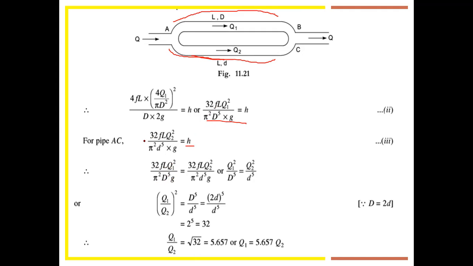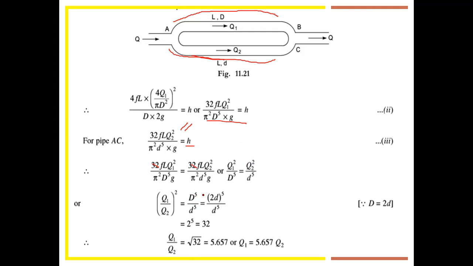So here this is equal to this, the total is equal to h. So taking this one and this one, these two equal. So what happened? Crossing happened. After all of these, such as 32, cross out, what finally remains? Q1 square by D5 is equal to Q2 square by small d5, or Q1 by Q2 to the power of square is equal to D to the power of 5 by small d5.